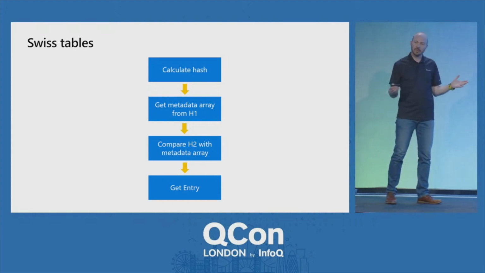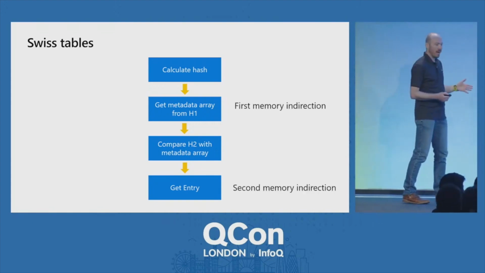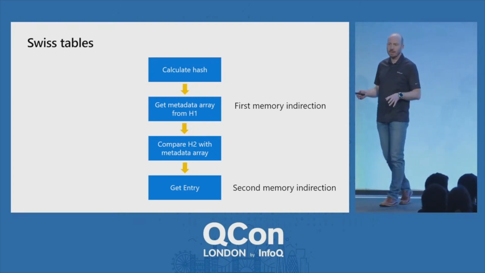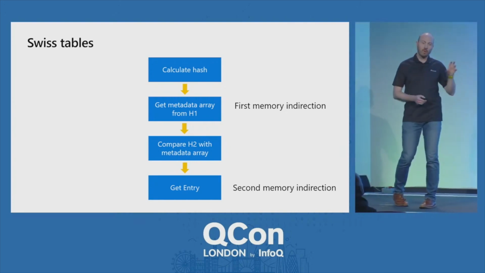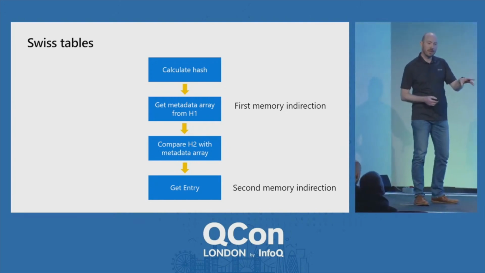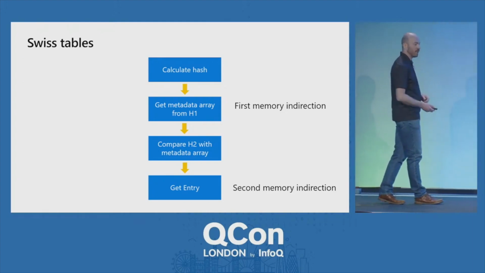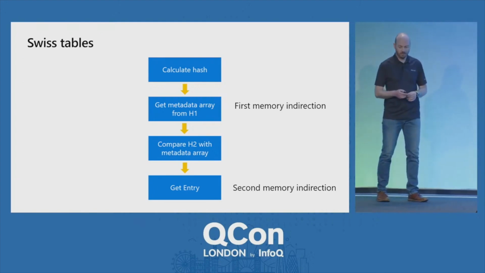So why is this good? Why is this going to be more performant than our standard hash map? Well, first of all, it's really cache efficient. So in this implementation, we've only got two memory indirections. We've got one memory indirection to find the metadata array, and then we've got one memory indirection to actually get the entry. And that's going to be significantly better than a standard hash map.